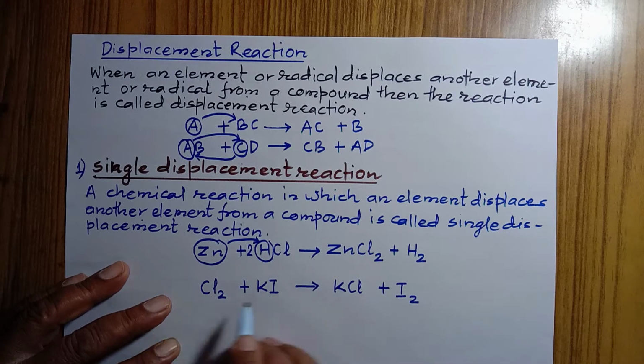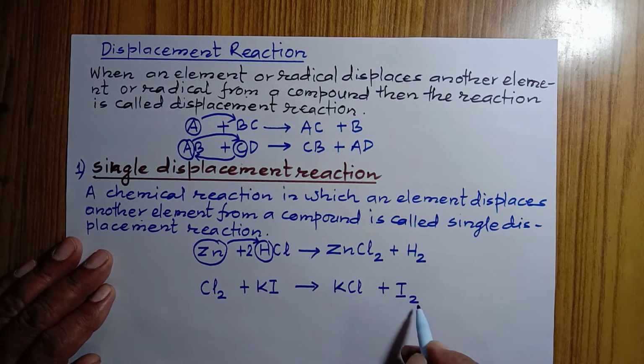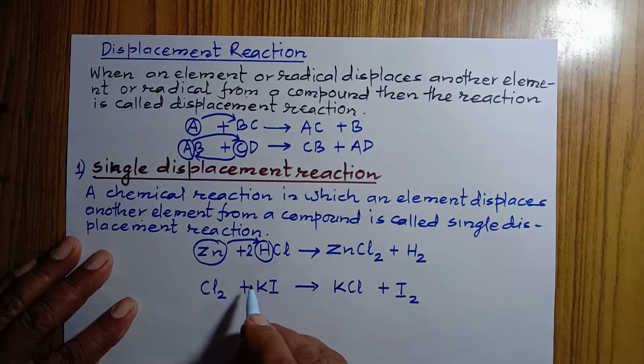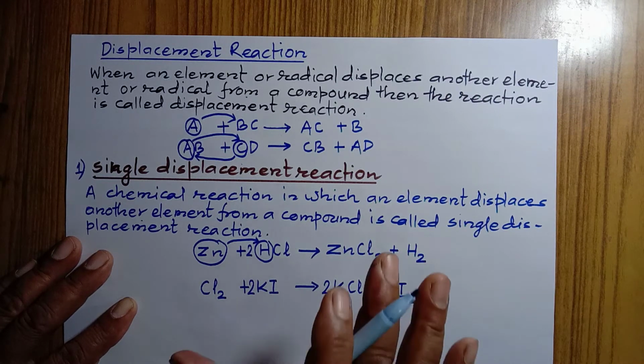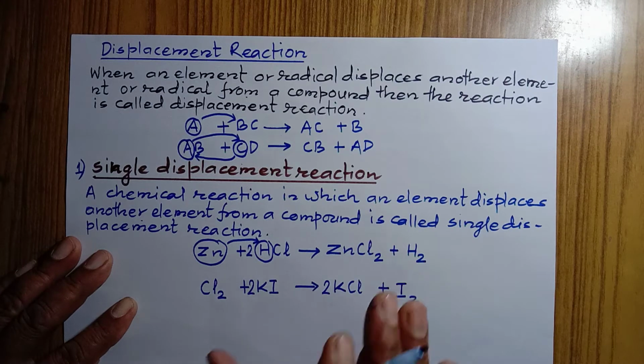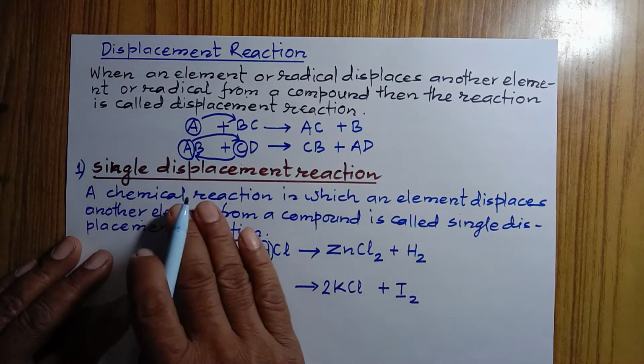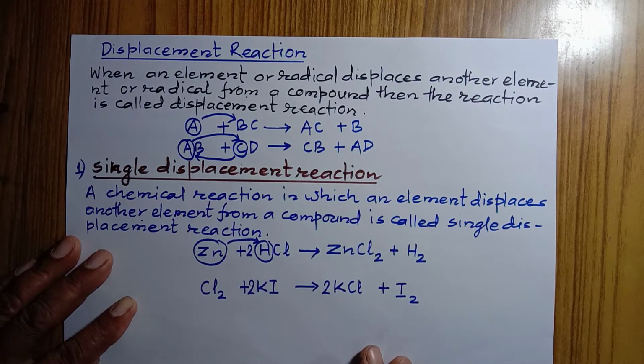Yes. Now how to balance this equation? Iodine is 2, here it is 1. If we take here 2, iodine is balanced. Now it's turn of chlorine. Chlorine here it is 1, here it is 2. That's why we have to take here 2. Chlorine is balanced on both the sides. And potassium 2, potassium 2. This reaction is a balanced single displacement reaction. Another example.